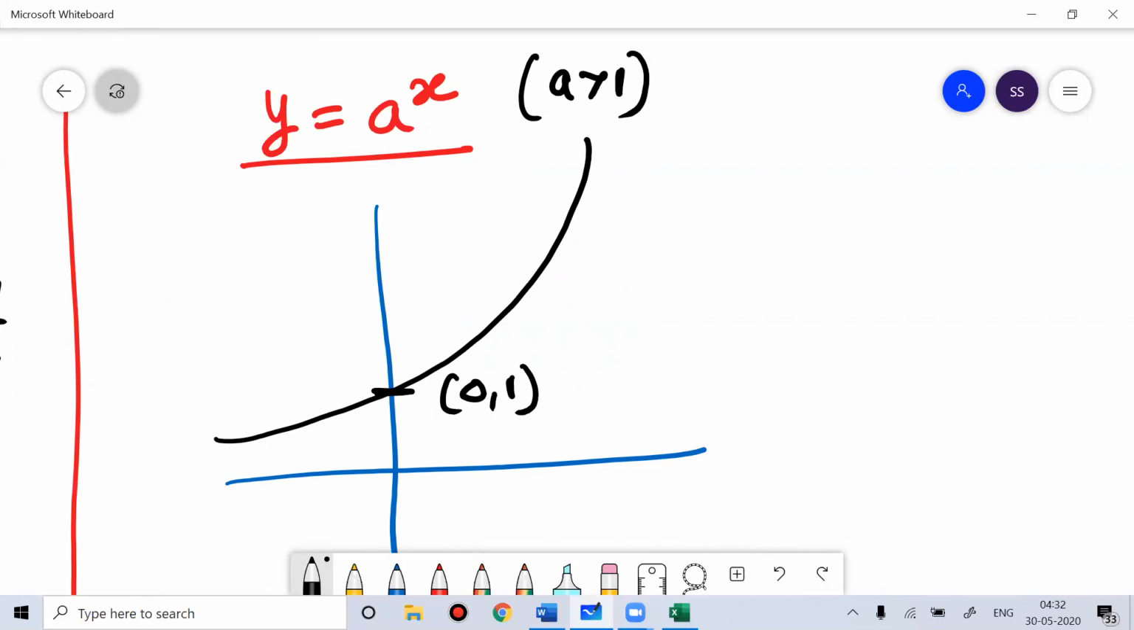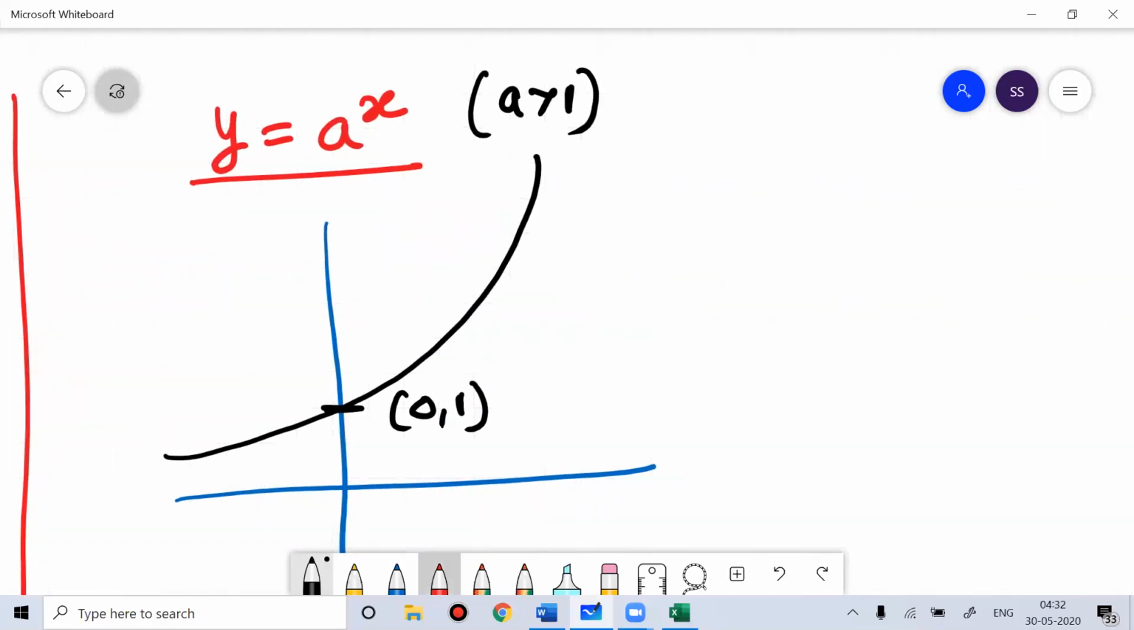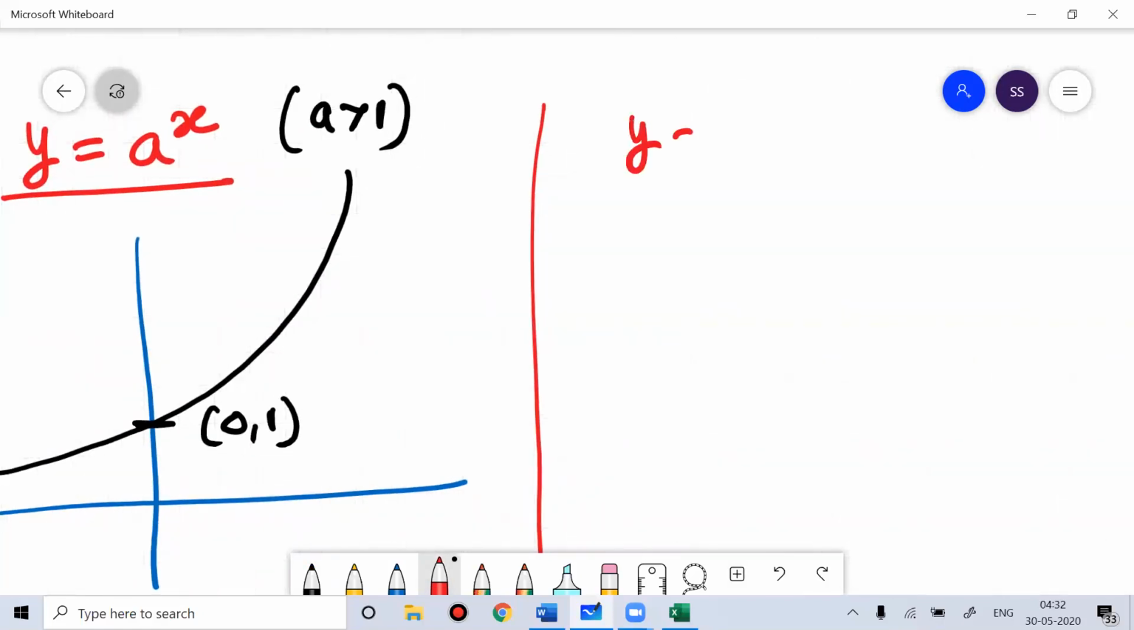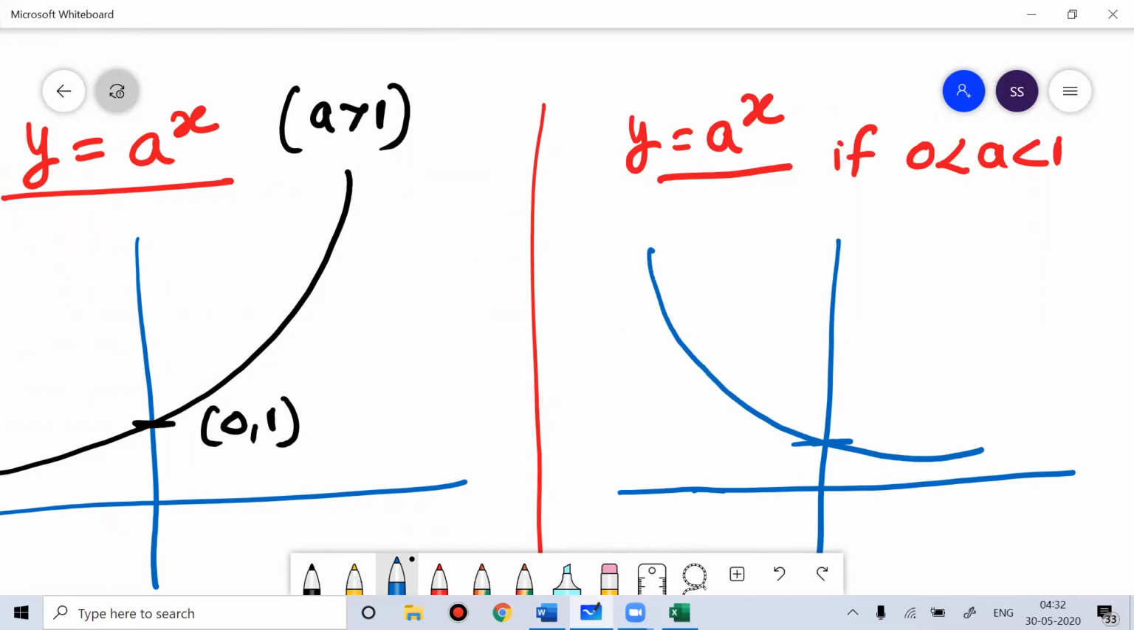Log is the inverse of exponential, so we should know the graph of exponential also. It would be good for us. If I talk about y equal to a to the power x, and a is between 0 and 1, then the same graph would be like this, where this point would be 0 comma 1.